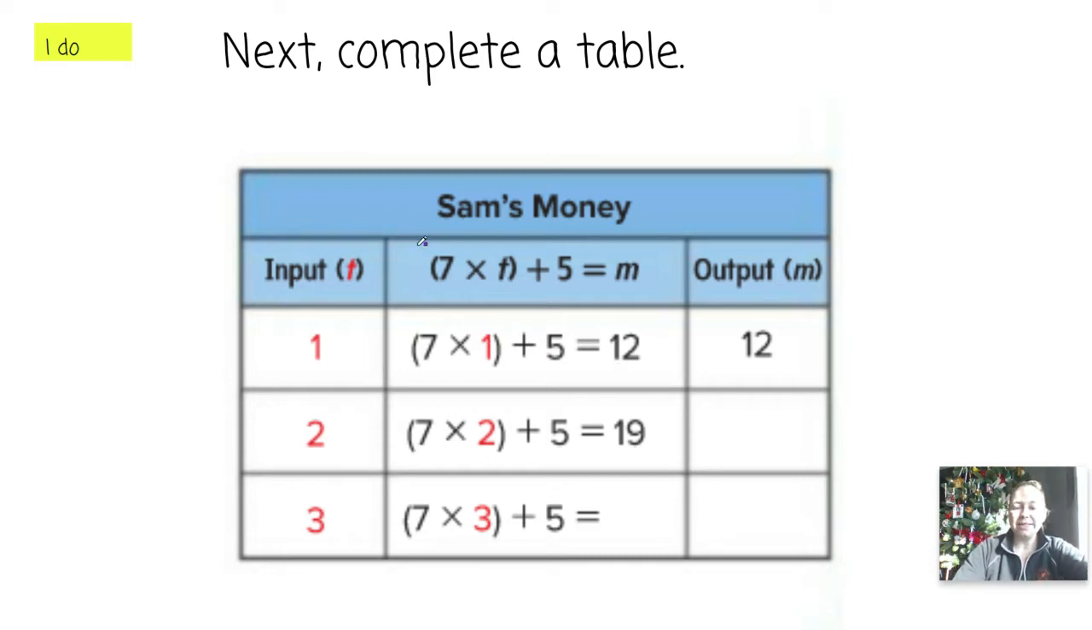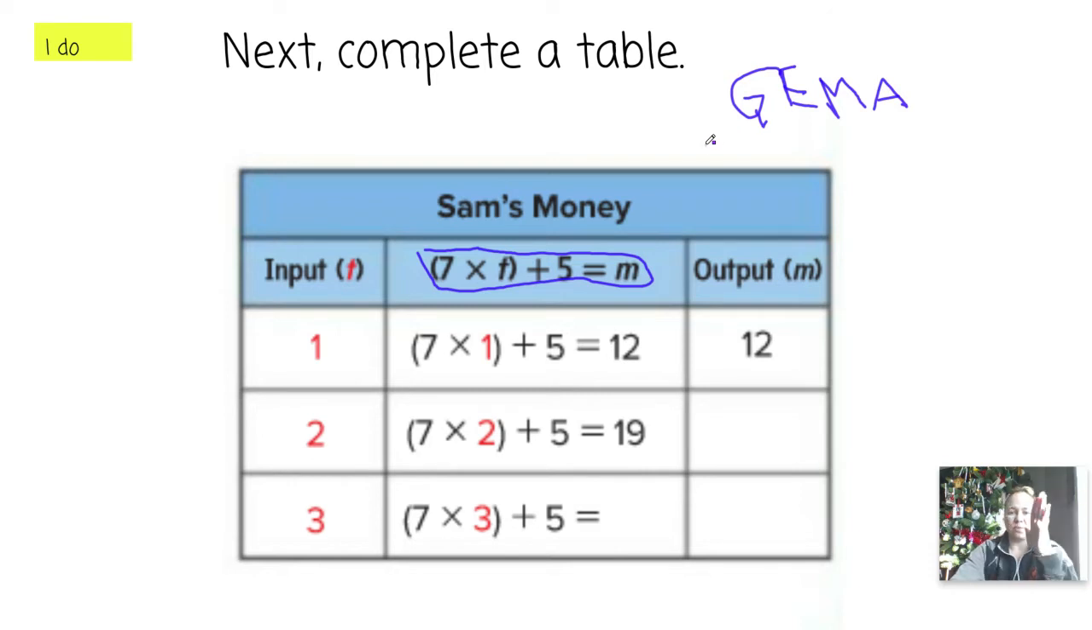Okay, so they're going to give us the equation, and we know how to solve these equations using our order of operations. Remember, grouping, exponents, multiplication or division, then addition or subtraction, depending on what comes first from left to right. So if the input for t is 1, they did this first one for us. We would put whatever the input is in place of t in our equation. So 7 times 1 is 7 plus 5 equals 12.